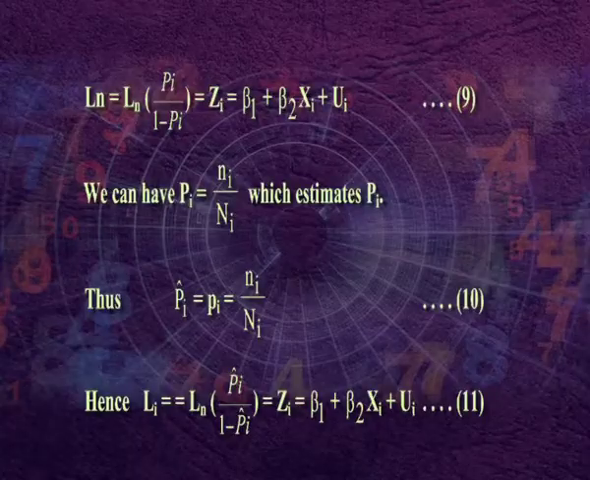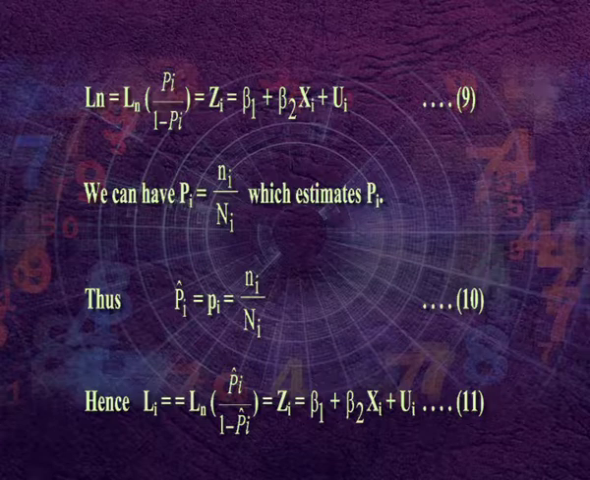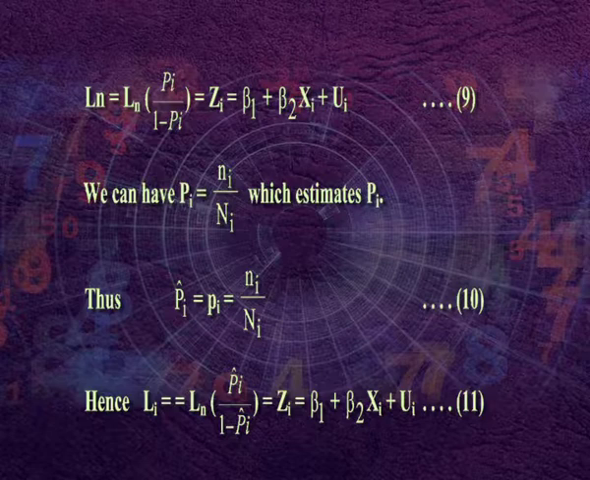Hence, for our above stated logit model, Li equal to ln of Pi upon 1 minus Pi equal to Zi equal to beta 1 plus beta 2 xi plus ui. We denote it as equation number 9. We can have Pi cap equal to ni upon capital Ni, which estimates Pi. Thus, Pi cap is the estimate of Pi, which is equal to ni upon capital Ni. We denote it as equation number 10. Hence, Li equal to ln Pi cap upon 1 minus Pi cap equal to Zi, which is equal to beta 1 plus beta 2 xi plus ui. We denote it as equation number 11.